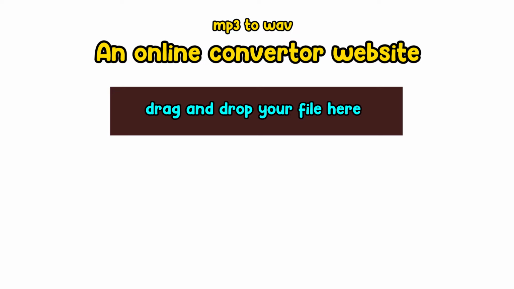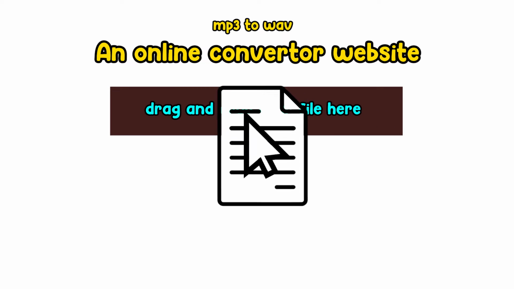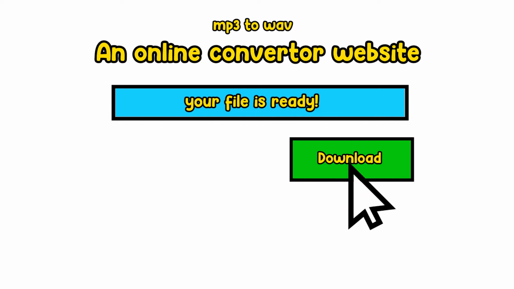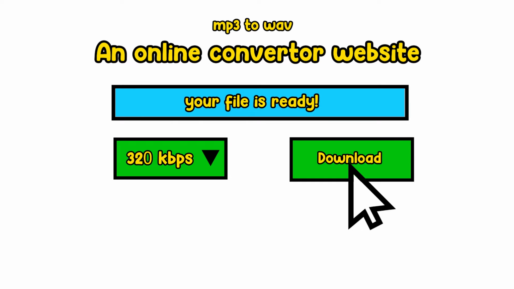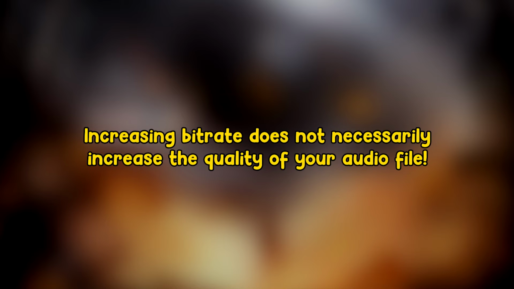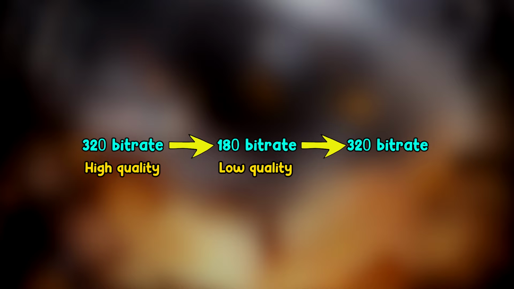Working with them is not really hard. You just have to drag and drop to upload your file, then you click on the convert button, and after that your file will be ready to download. Also, some websites have some features to change the bitrate of your audio or change its bit depth. But you should know that you cannot increase the quality of your audio files by converting them into a file with a higher bitrate. So for instance, once you converted a 320 bitrate audio to 180 bitrate audio, you can still convert it back to 320 bitrate, but the quality has already been lost.